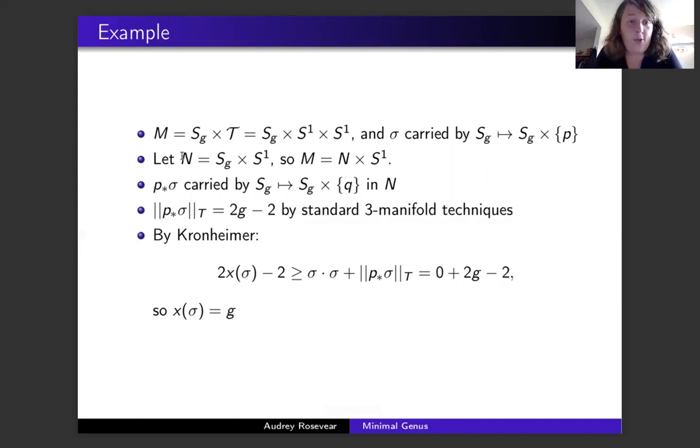So, back to our running example, the product of a surface and a torus. Well, the torus is two circles, so we can take a surface and a circle. And we can look at the projection down of the class, which is still just going to be carried by the natural embedding of the surface in your three-manifold. By standard three-manifold techniques, you can show that this does minimize the genus in its homology class. And so by Kronheimer's theorem, we get that the reverse inequality holds true, and then we can calculate the complexity exactly to be equal to G. So as I said, straightforward to use, but very difficult to prove.